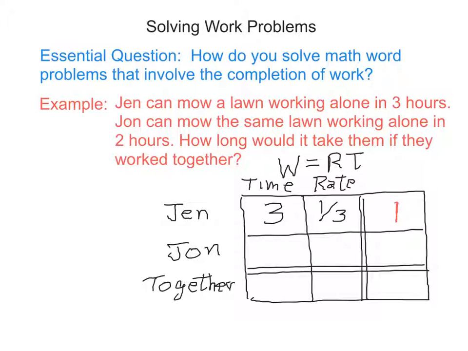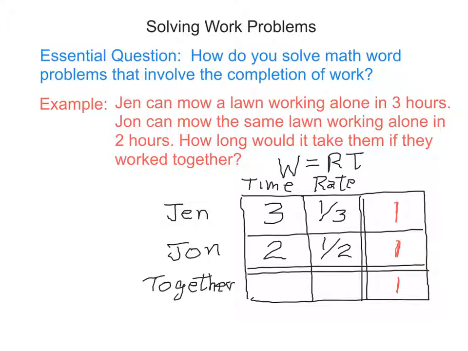Now, John, on the other hand, his time is going to be 2 hours. His rate, therefore, the amount that he completes per hour, is going to be 1/2. So he completes 1/2 of the job per hour. Now, his third column here is also equal to 1. Because if he works 2 hours and his rate is 1/2 completion per hour, he'll complete it. So 2 times 1/2 is equal to 1. Together, same thing. This third column is going to equal 1.